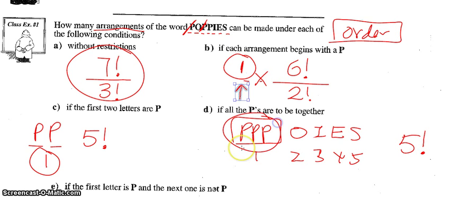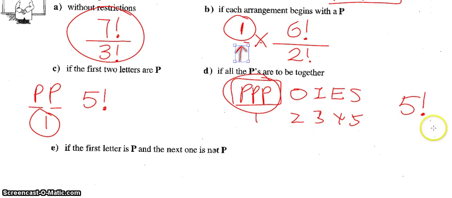For each arrangement, PPP is only PPP. If you swap it around, it's still PPP, so they look the same. So therefore, the answer is just 5 factorial.